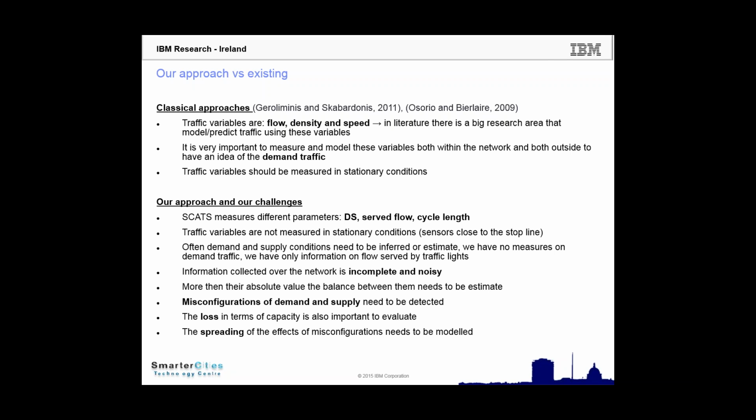What is very important is that these traffic variables are not measured in stationary conditions. The sensors are very close to the stop line. And also very important is that we don't have any information about the demand of traffic. So we have just a picture of the supply side. And we want to use this picture to infer when there are misconfigurations of demand and supply, and when the traffic control system is actually causing queues, and how these queues spread over the network.